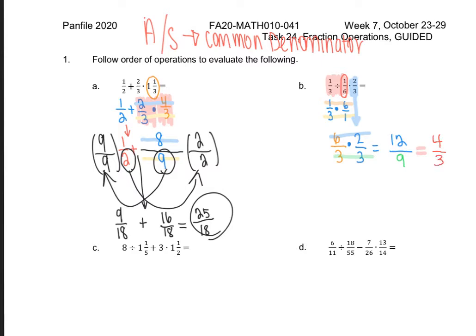And I know that the 4 is on top because the bigger number was on top. 12 divided by, I'm dividing both of these by 3. 12 divided by 3 is 4, and 9 divided by 3 is 3. So that is my answer. And I know that I'm done because 4 and 3, again, don't have any common divisor.